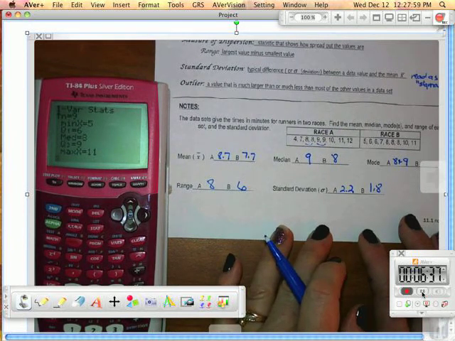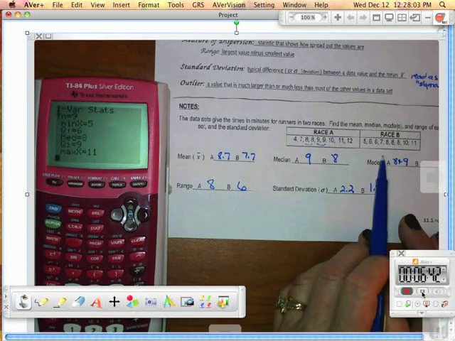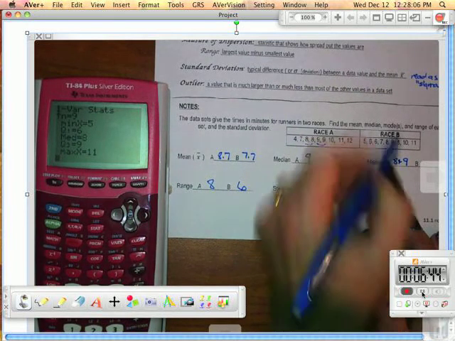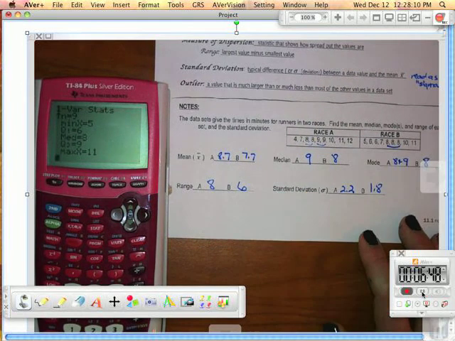And the last thing I need is the mode, which I cannot get from the calculator. I have to just look right at my data here and see that I have 3 eights, so that's my mode right there. All right, there you go.